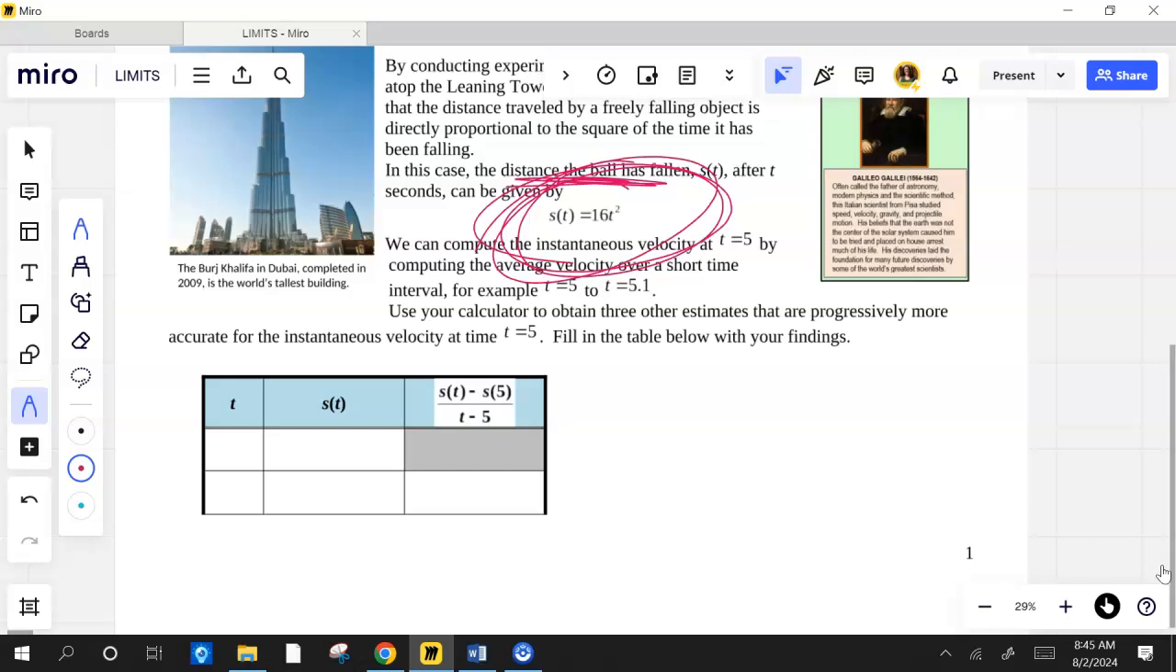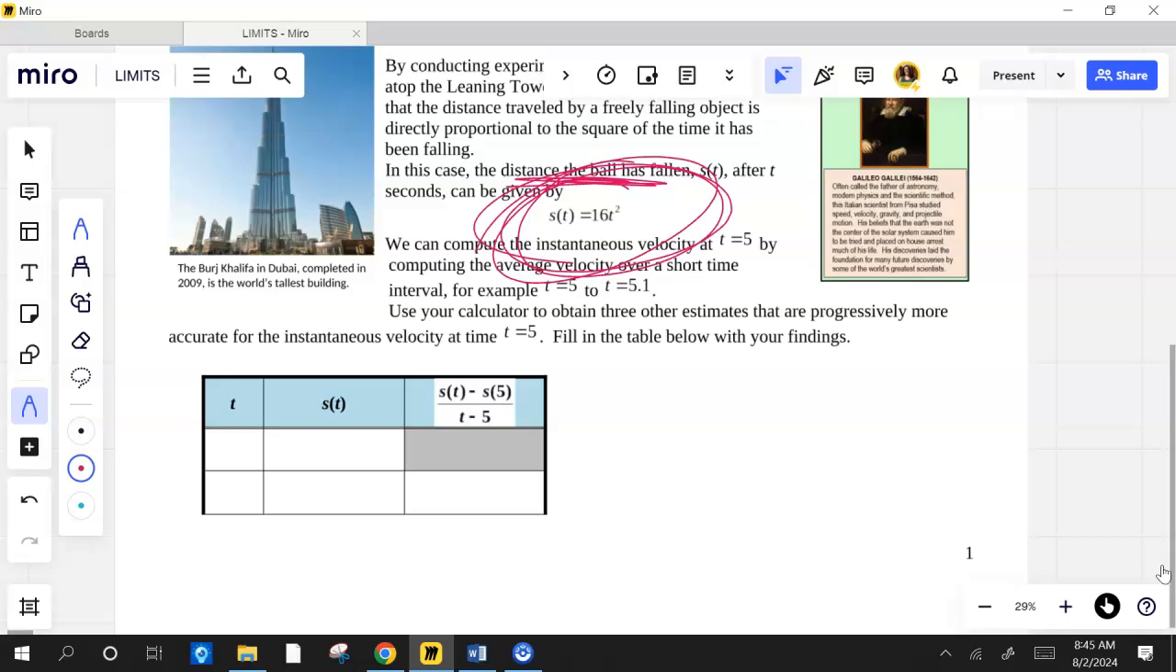Wait, so we have this, right? What do we do with 400 at 5? Okay, let me just show y'all. I'll get untheoretical. I'm asking you, at 5, how fast is the ball falling? And your answer should be, I have no idea. There's not enough information for me to tell.